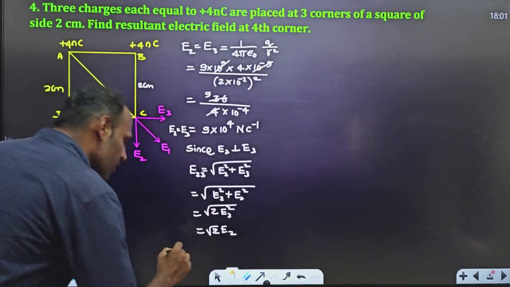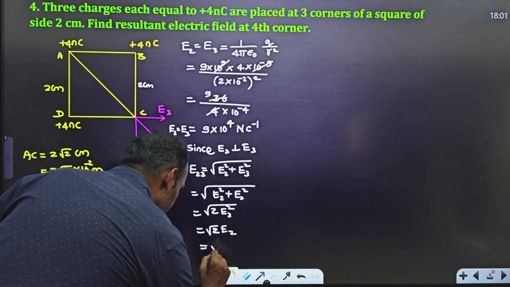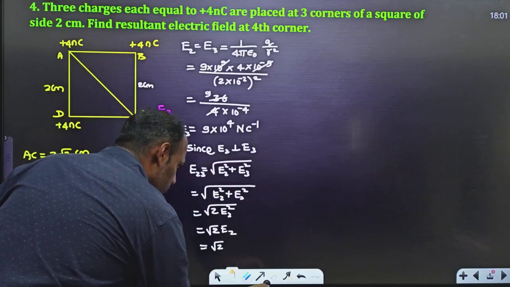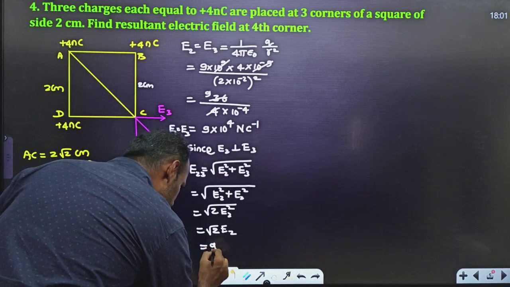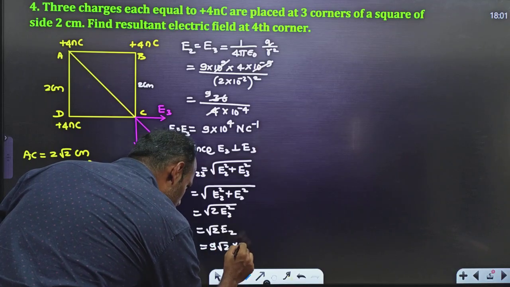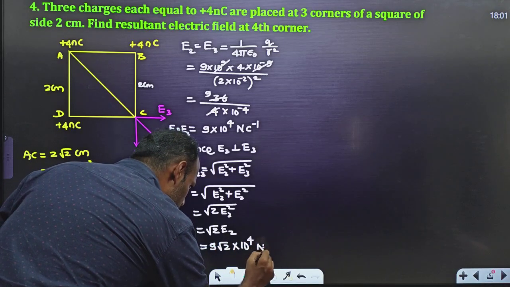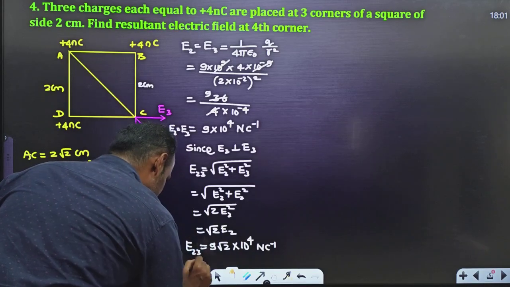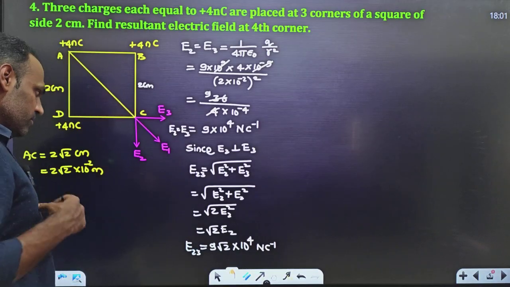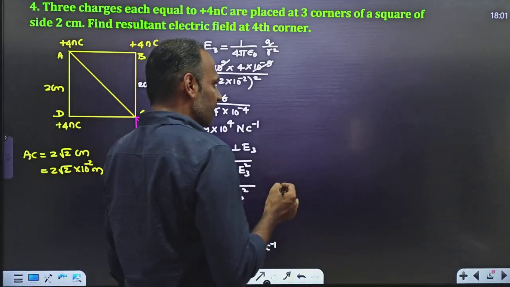Value of E2 is already known. So this will be root 2 into 9 into 10 raised to 4. I will write it as 9 root 2 into 10 raised to 4 Newton per coulomb. This much is the resultant E23. I have told you this clearly.